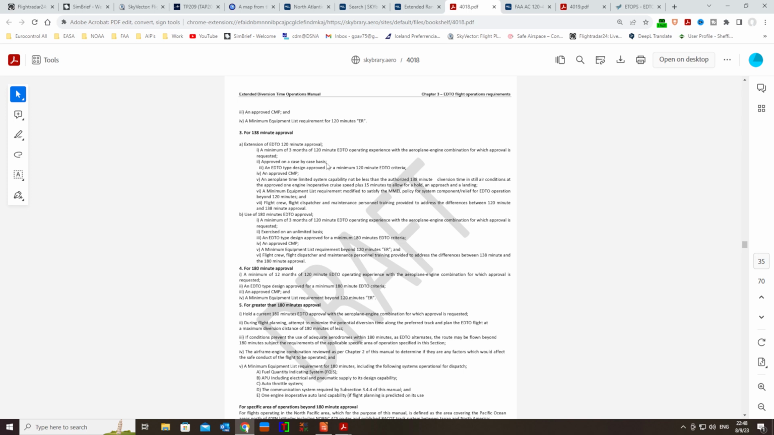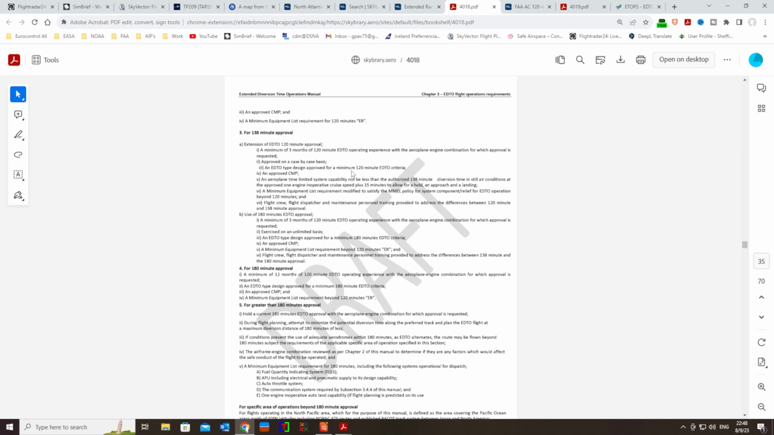Then proving approval is case by case. It depends on your operation and the approved CMP, as I already said: configuration, maintenance, and procedures. Obviously, an airplane time limited system capability is authorized for 120 or 138 minutes, and so on and so forth. Flight crew, flight dispatcher, and maintenance personnel training is provided. Everyone gets training for ETOPS.